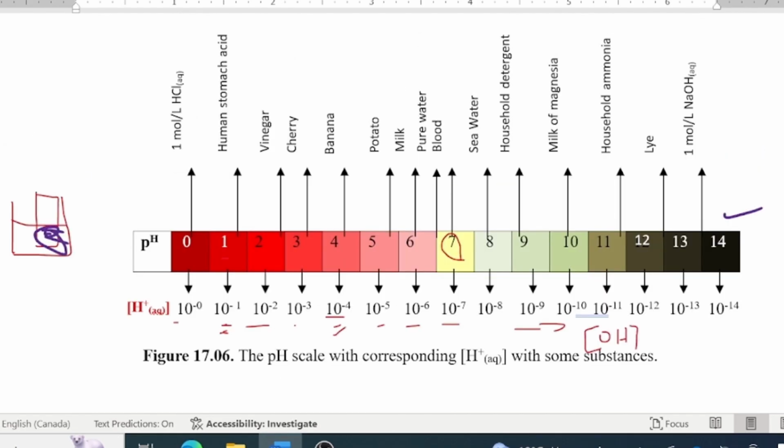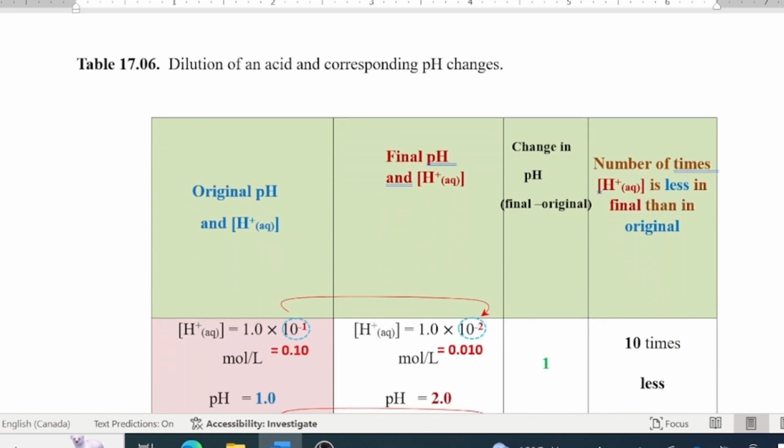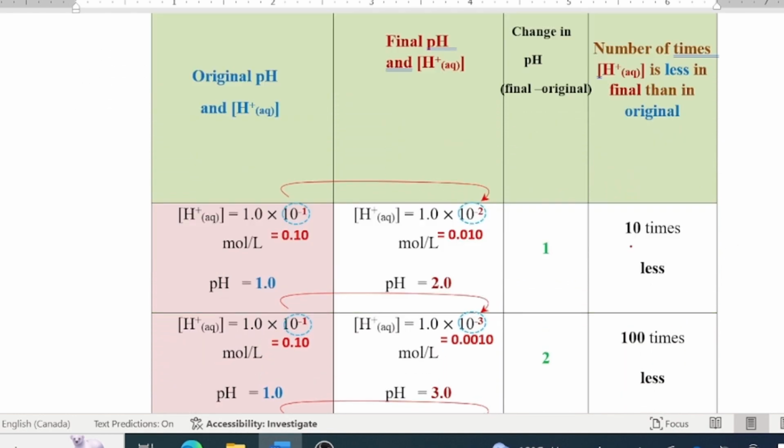You can see some common substances, and you can see what pHs they have. Sherry is going to be somewhere, banana here, vinegar here. Okay, stomach acid is here. Okay, very acidic. And these are the pH of some household commodities as shown here. So you look at this table here that shows you how pH changes with dilution of an acid. This is the original pH and hydrogen ion concentration, this table here. And they're showing you when you dilute it, there's a final pH, and what is the change in pH, and the number of times the solution is less concentrated in H plus than the original one.